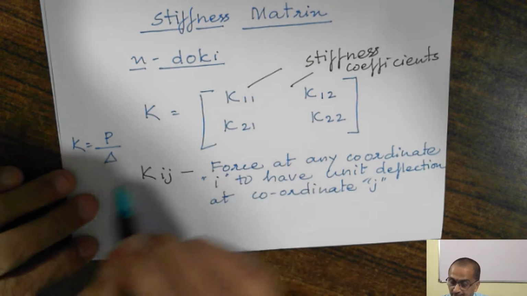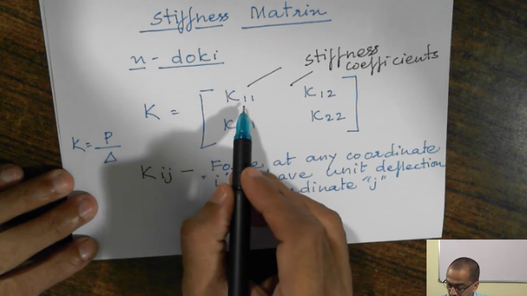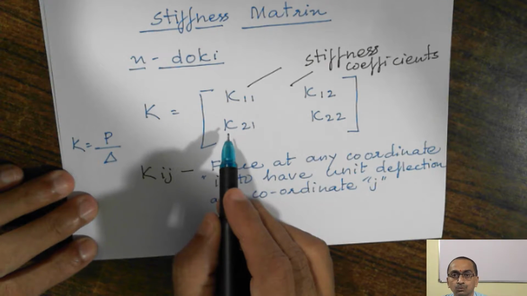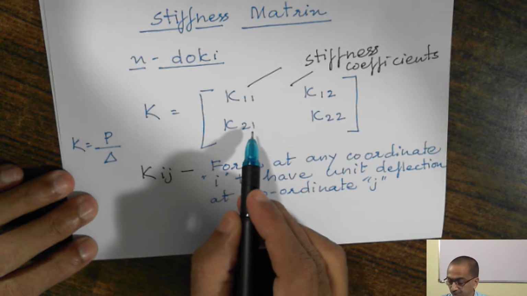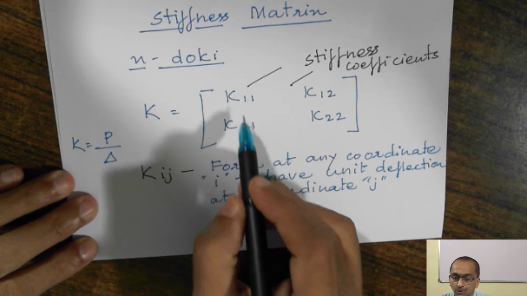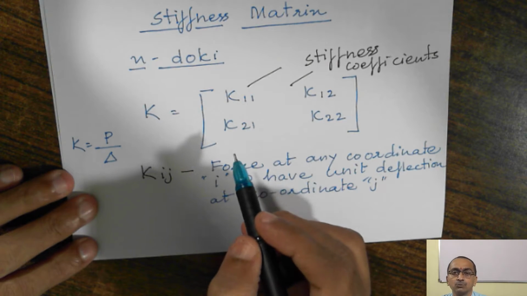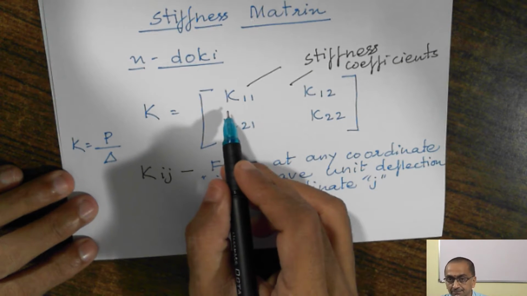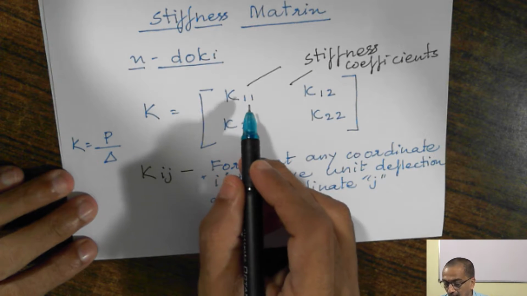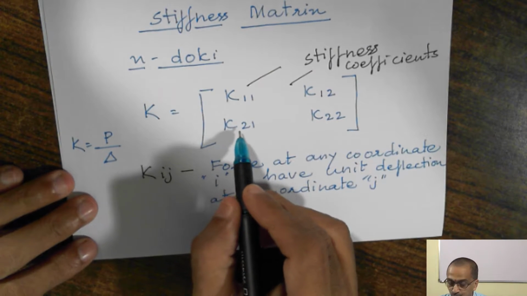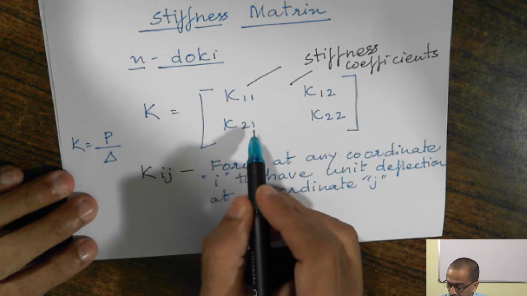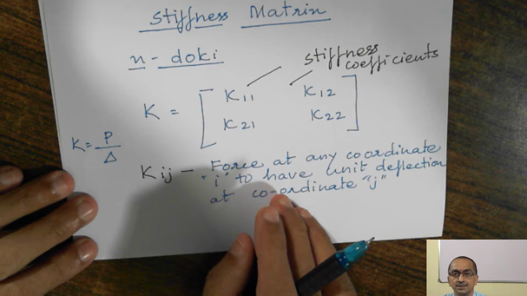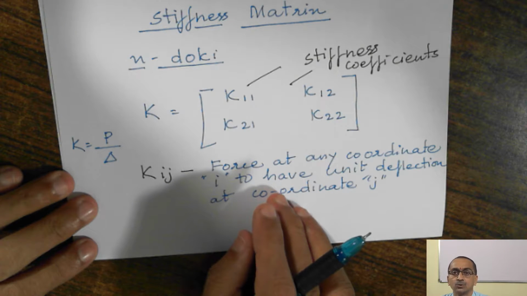So what do you mean by K11? Force at coordinate 1 to have unit deflection at coordinate 1. What do you mean by K21? Force at coordinate 2 to have unit deflection at coordinate 1. So what is the common phrase between K11 and K21, the first column of the stiffness matrix? Once again I will repeat. K11, force at coordinate 1 to have unit deflection at coordinate 1. K21, force at coordinate 2 to have unit deflection at coordinate 1. So the common phrase is to have unit deflection at coordinate 1.